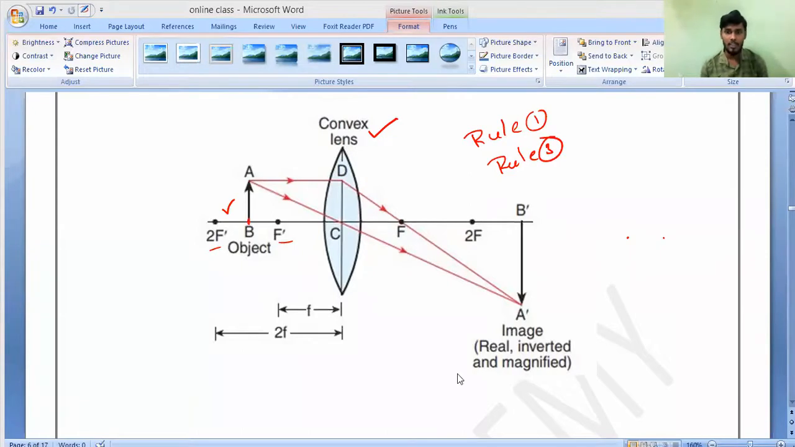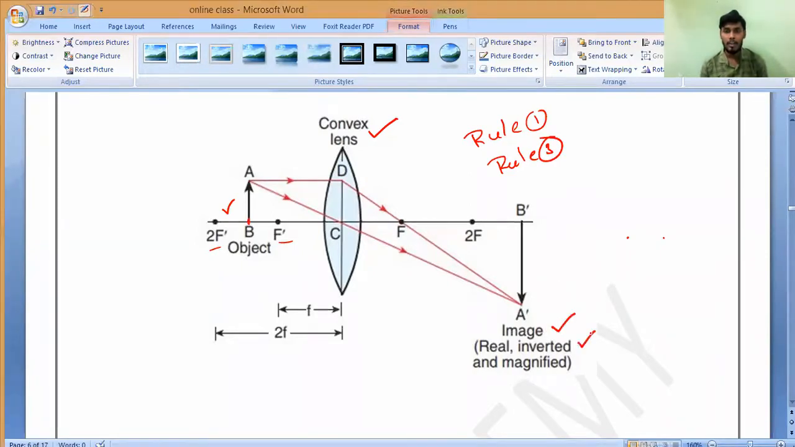So what are the characteristics of the image? Real, inverted and magnified image. And what is the position of the image? Back of the lens, beyond 2f. Behind the lens means back of the 2f. Behind 2f you can write.